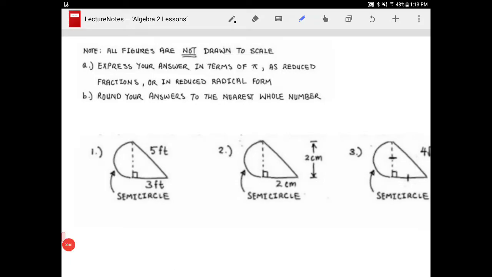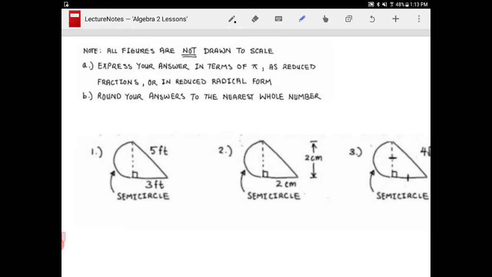Hello students, in this video I will be going through some exercises with you where I will be finding the area of composite figures. It says here in the note that all figures are not drawn to scale. And what we need to do is express the final answer in terms of pi, as reduced fractions, or in reduced radical form. And then for part B, it says to round your answers to the nearest whole number.